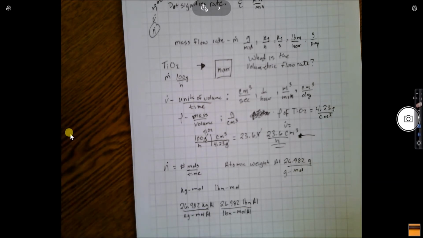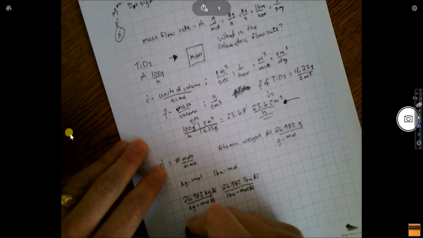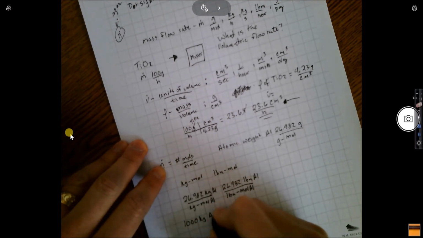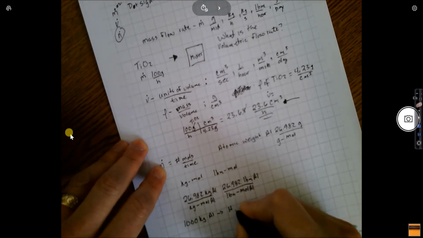So I know what people are thinking. They're thinking, man, well, what about unit conversions? How can we have the same number assigned to a gram mole, a kilogram mole, and a pound mass mole? Well, the unit conversion comes in when we're actually doing calculations, okay? So let's make up a quick calculation just so you guys can have an example. So let's say we have 1,000 kilograms of aluminum, and we want to know how many pound mass moles this is.